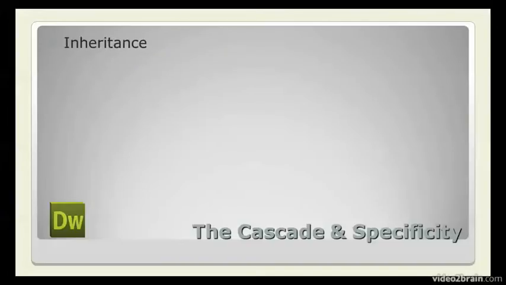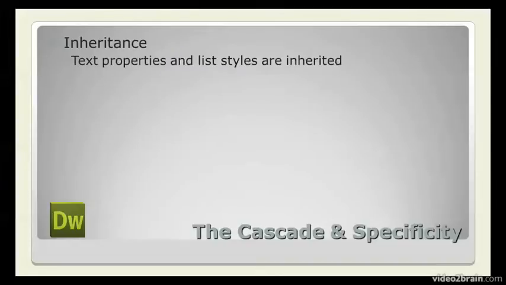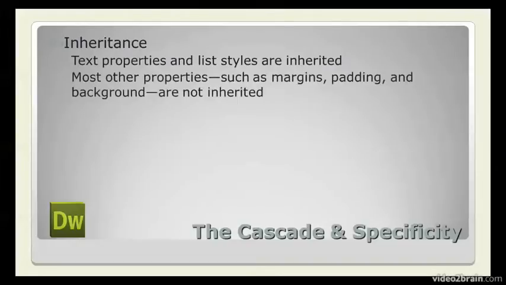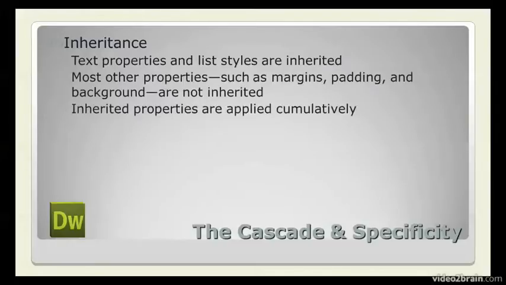Inheritance is also extremely important in CSS. Text properties and list styles are inherited, but most other properties, such as margins, padding and background, are not. Inherited properties build on top of each other. For example, there's no need to specify the font family in every style rule if it's already been defined for an element higher up the document structure. But you can override inherited properties in more specific rules, for example to apply a different font family to page headings.